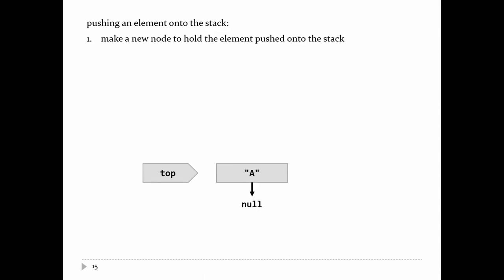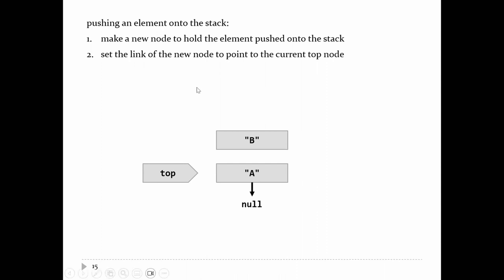So if we want to push an element onto the top of this stack, remember, our nodes are holding the elements of the stack, so we're going to make a new node. A new node appears, and you store the element or a reference to the element in the node. So we're going to push a B onto the stack, so we store the B in the newly created node. I now need to join this node to the existing stack. This node has a link, so I want to set its link so that it points at the current top node.